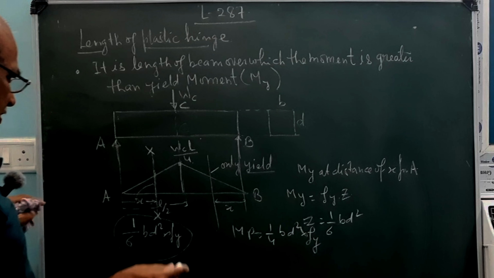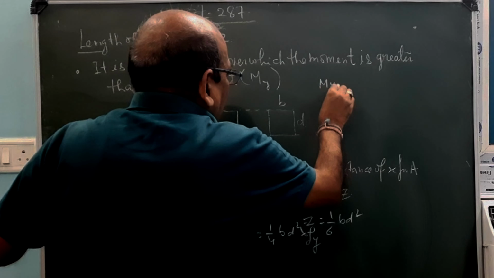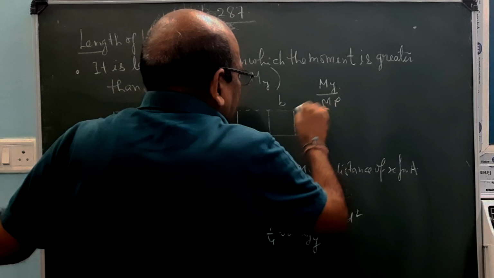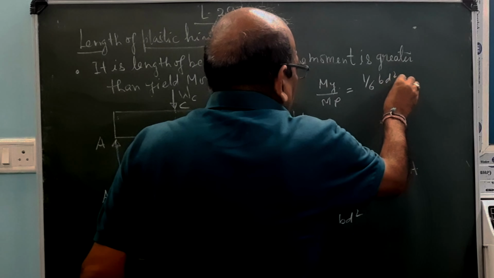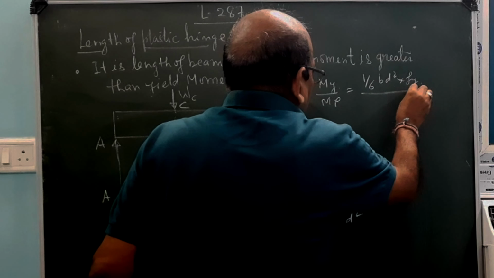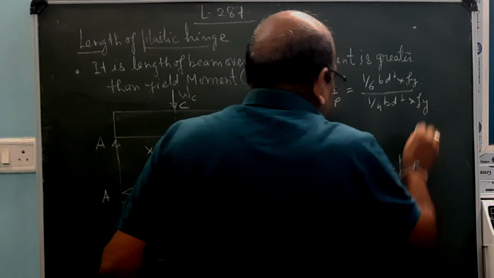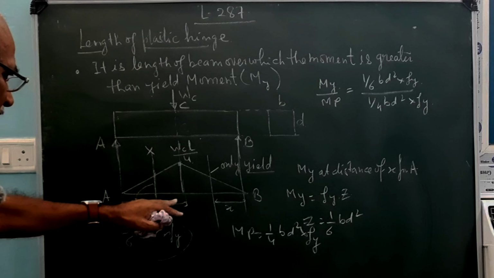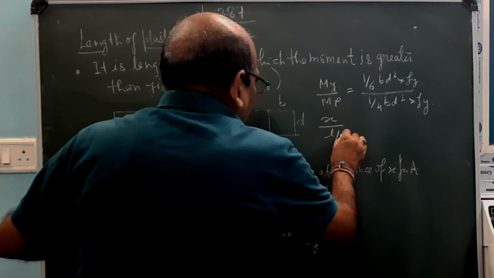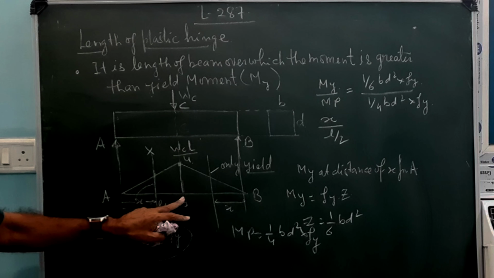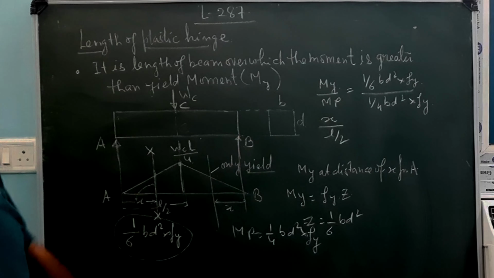If you take this length, this moment, that is My by MP, you can say. So My by MP is equal to 1 by 6 BD square into Fy, and this is 1 by 4 BD square into Fy. But the relation from this diagram is how much? This distance is x, so this is equal to x divided by L/2, because this distance is L/2 and this is x. So the ratio of these two moments will be equal to x divided by L/2.